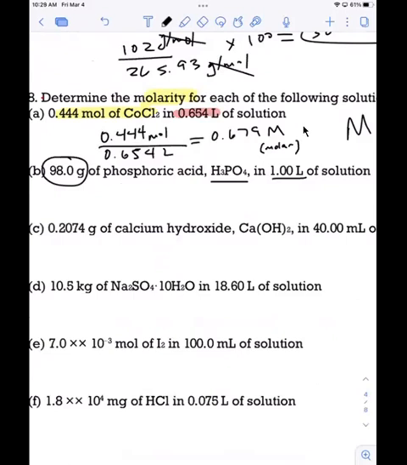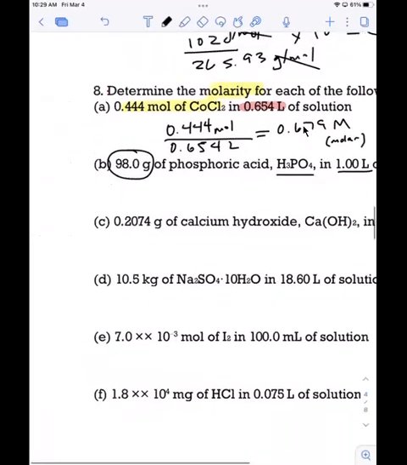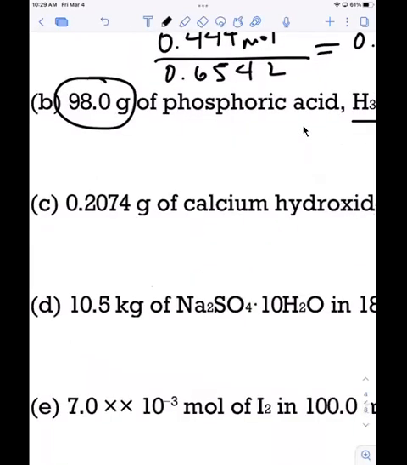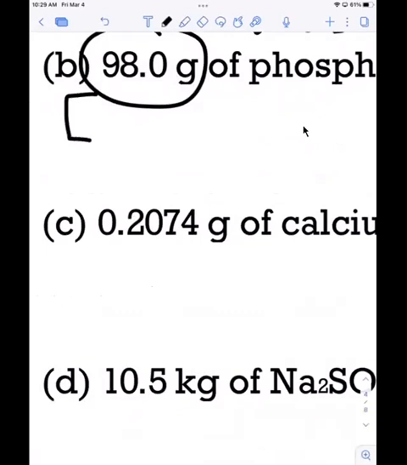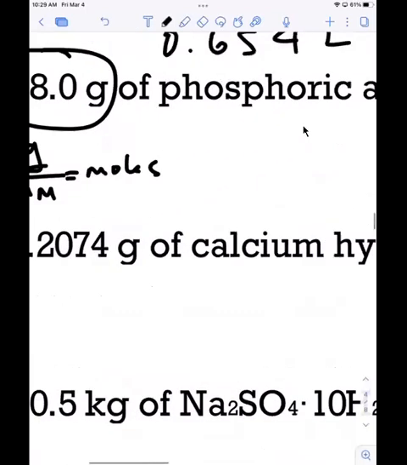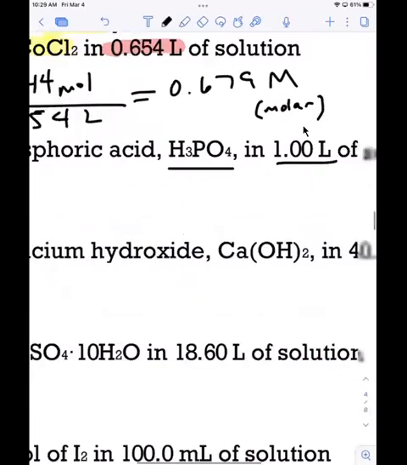Right? How do we convert grams into moles? That's one of the biggest things that we learned in this section. And without it, all these questions are going to be like Greek or Chinese. Don't we need to divide the grams by the molar mass? Yes. So we need to figure out what the molar mass of phosphoric acid is.